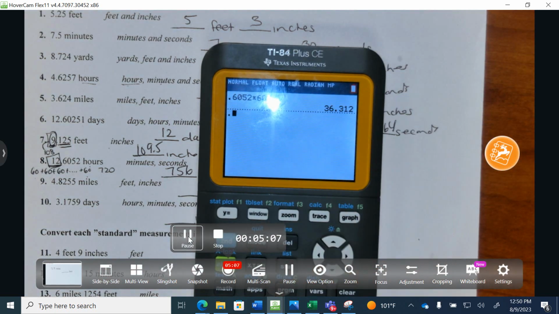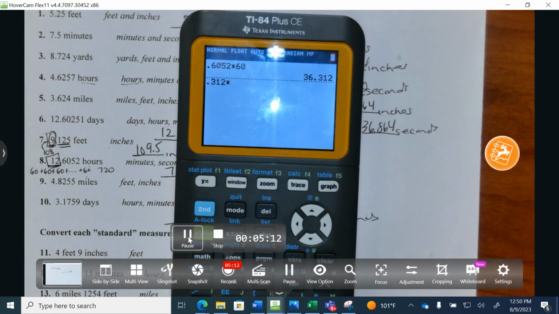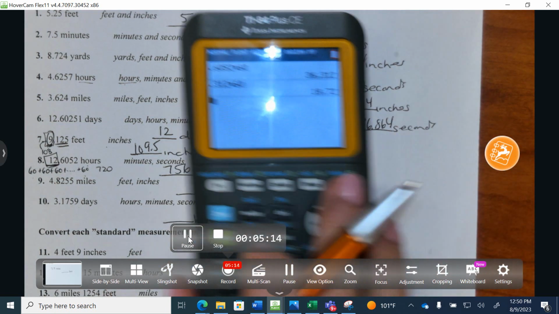We got a remainder here. What do I do with the remainder? Well, how many seconds are in a minute? There are 60. 18.72.